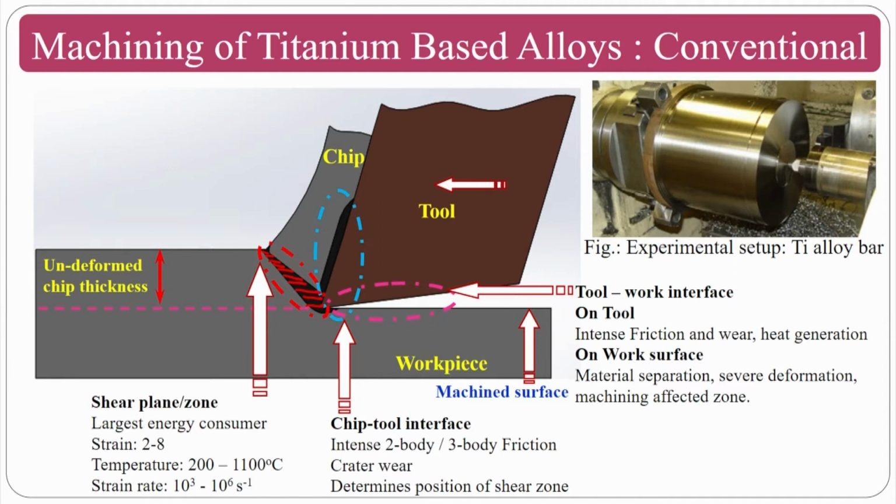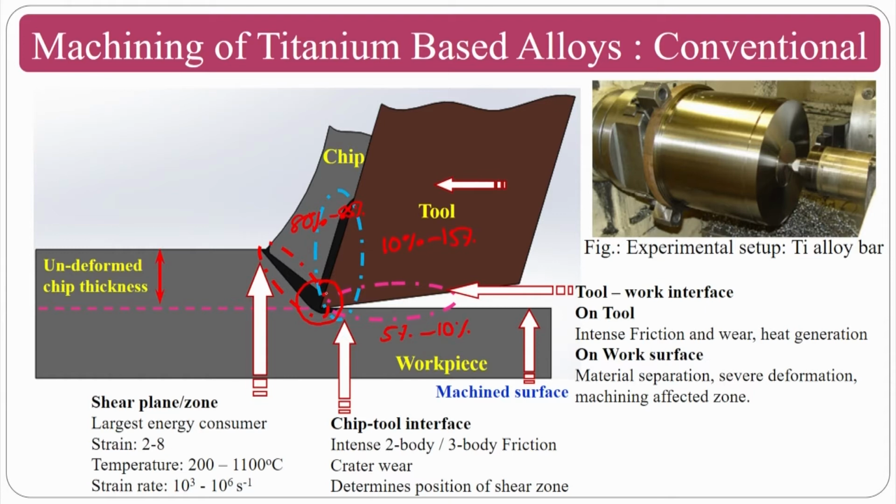So, chip tool interface: the basic problem in machining titanium is that it cannot conduct the temperature. Assume that here 100% temperature is generated in this particular region, 80% is carried by the chip, 10 to 15% will be carried by the tool and 5% will be carried by the workpiece. Okay. In that case, what will happen?